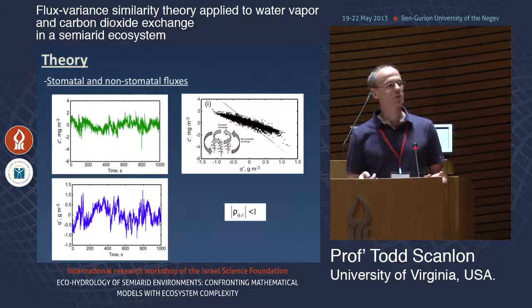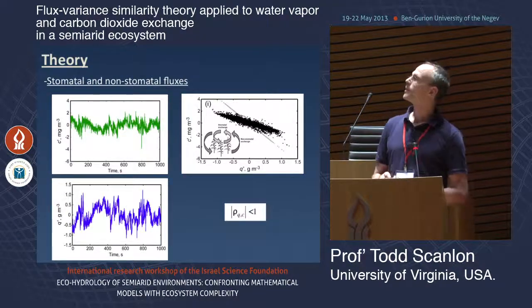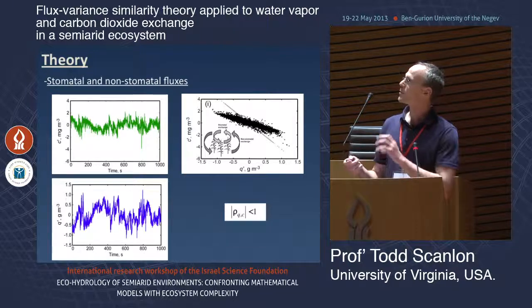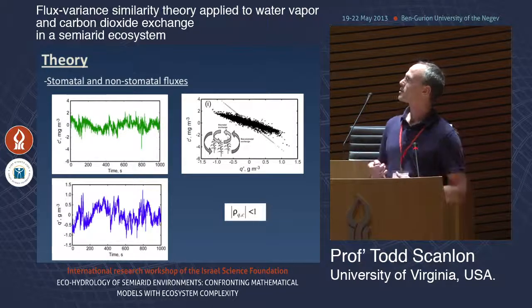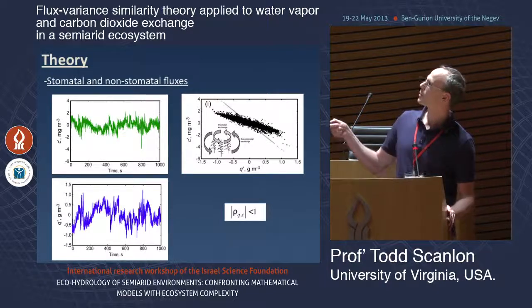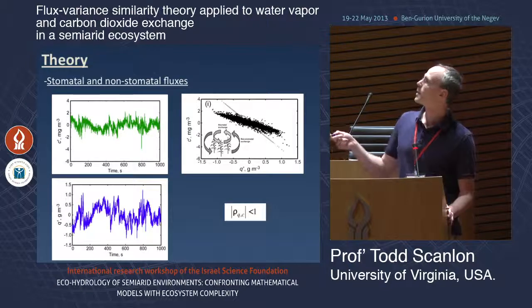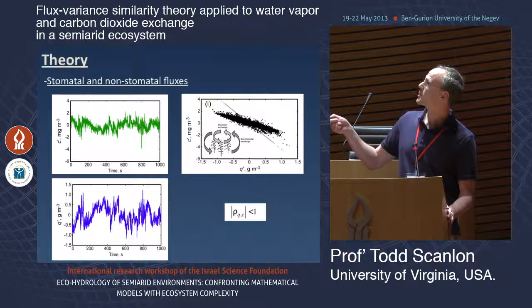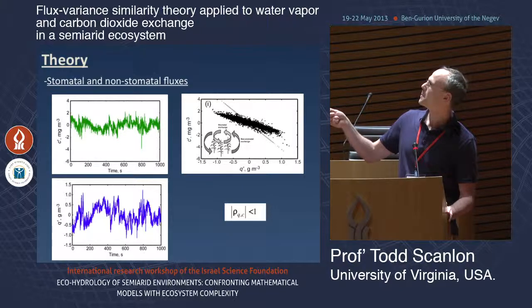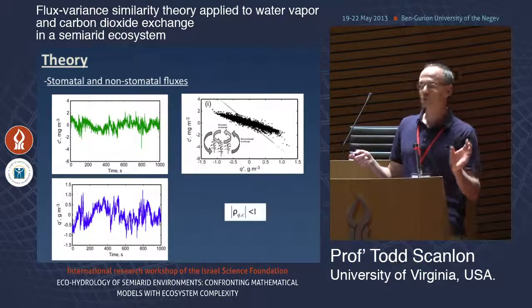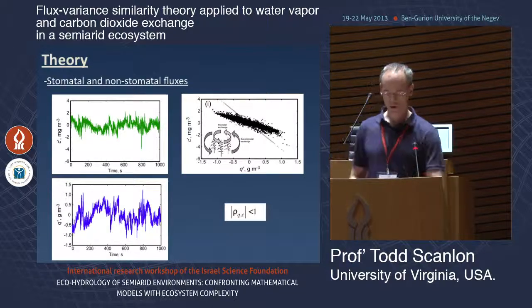In reality, when we take these measurements, we have both things going on. So we have a superposition of the stomatal exchange with the non-stomatal exchange. And what that leads to is a breakdown in the correlation of those water vapor and CO2 measurements that we make. So it decreases the correlation. The correlation becomes less than perfect, and it also deflects the slope away from this line of water use efficiency. So those are two clues that we could use to do the partitioning.